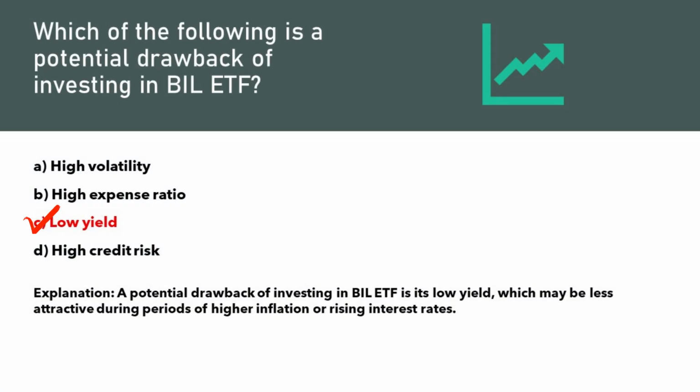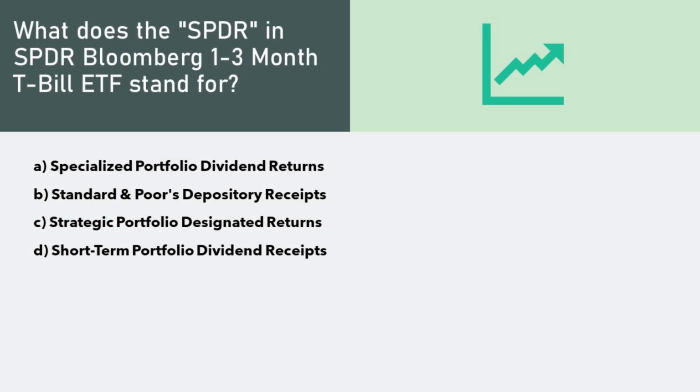Answer: C. Low yield. Explanation: a potential drawback of investing in BIL ETF is its low yield, which may be less attractive during periods of higher inflation or rising interest rates. What does the SPDR in SPDR Bloomberg 1 to 3 month T-bill ETF stand for?